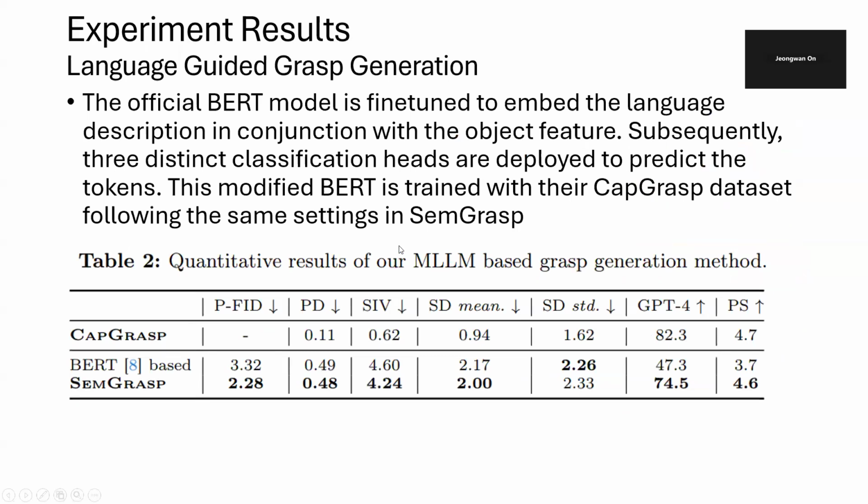And for the language evaluation, there is no other model to compare with, so they changed the official BERT. The official BERT model is fine-tuned to embed the language description in conjunction with the object feature. Subsequently, 3 distinct classification heads are deployed to predict the tokens, the O, M, and R tokens. This modified BERT is trained with the CapGrasp dataset following the same settings as SemGrasp. In their setup, SemGrasp came out to be top in all the metrics except for SD standard deviation.